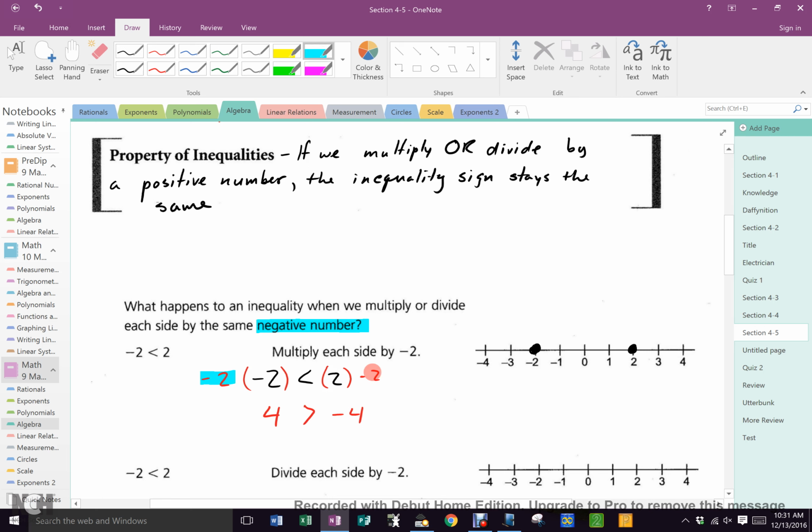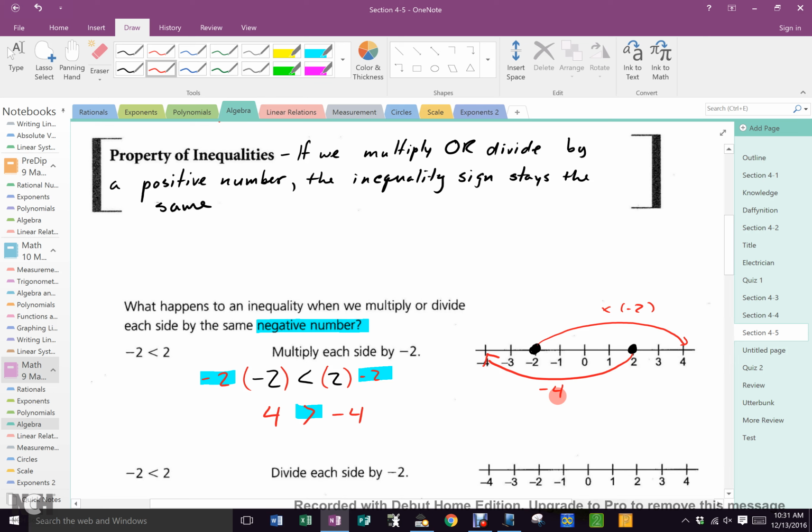So we highlight: negative, negative, switch. Now when we come to here, this 2, when we multiplied by -2, became +4. This 2 became -4. And you can see right on the number line that they switched places. Does everybody see that? Yes? Very much. Okay. You guys are smart kids.